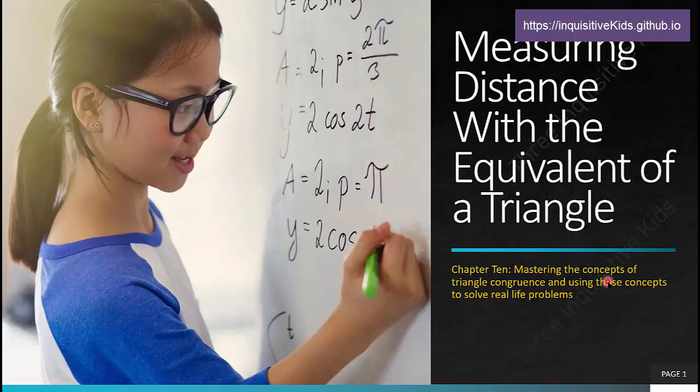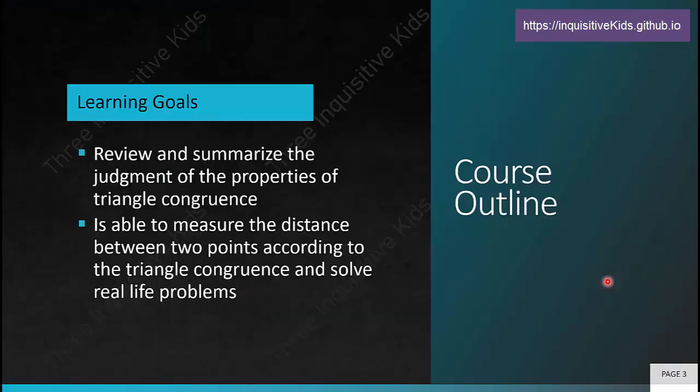Welcome to the last and final lesson of Chapter 10, Measuring Distance with the Equivalent of a Triangle. Chapter 10, Mastering the Concepts of Triangle Congruence and Using those concepts to solve real-life problems. Learning Goals. Review and summarize the judgment of the properties of triangle congruence. Be able to measure the distance between 2 points according to the triangle congruence and solve real-life problems.